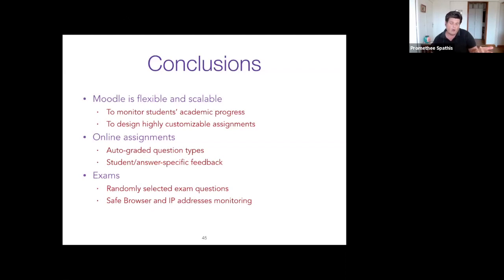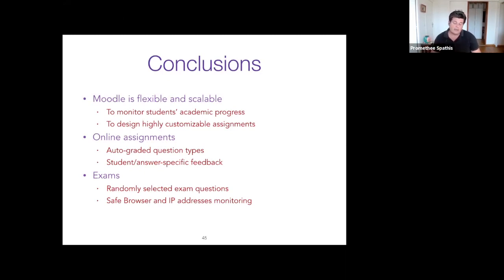With online assignments you can do auto-grading by using the right type of questions. I know in computer science it makes things easier than in other subjects for sure. What is good also is that you can provide feedback. It could be student-specific or answer-specific feedback that lets the student work on this.